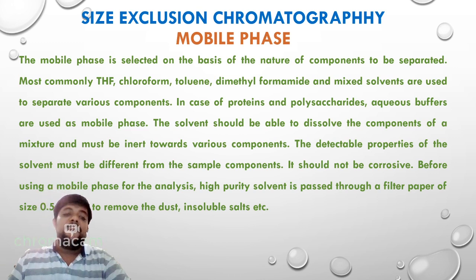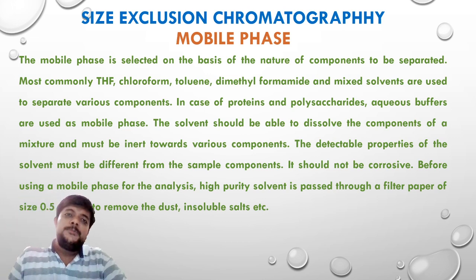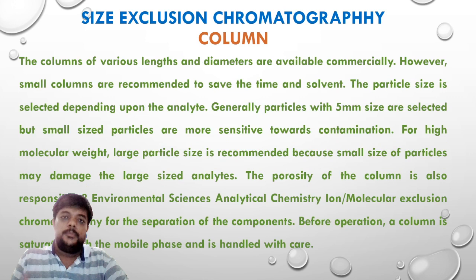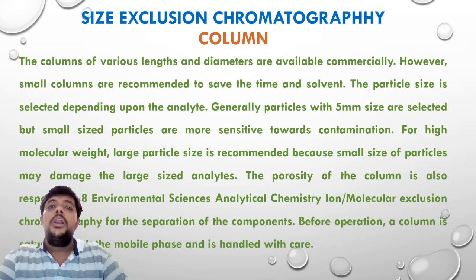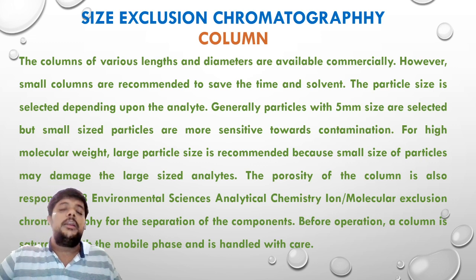Before using a mobile phase for analysis, high purity solvent is passed through a filter paper of 5 microns, 0.5 microns, to remove the dust and insoluble salts, which helps in getting relieved from the choking up of the columns. The columns of various length and diameter are available commercially. However, small columns are recommended to save the time and solvent.